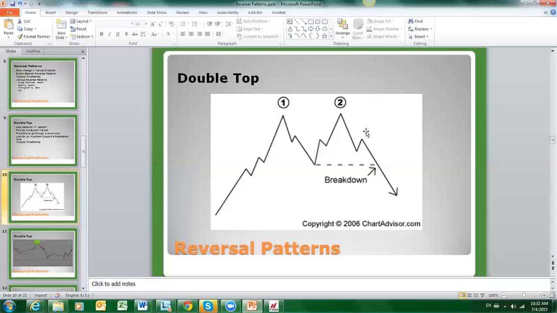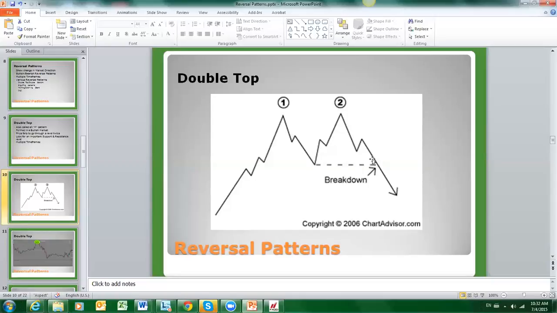So you look for a pullback, and then you enter in the direction of the trade, and you're looking for the price to really break through this level, which is the breaking point of the M, the valley in the middle of the M. So once the price breaks through this level, your trade is profitable. That's what you're looking for.